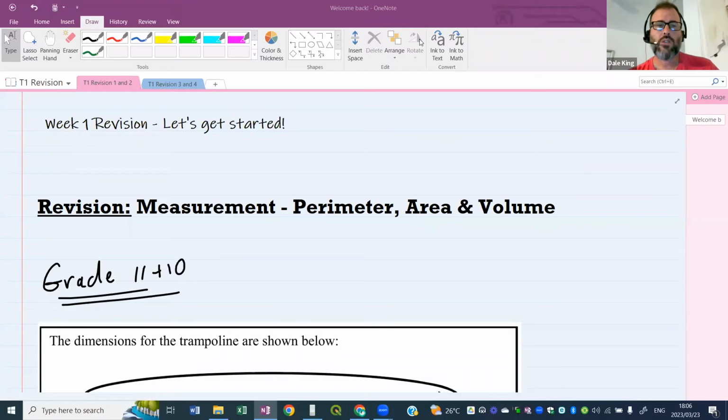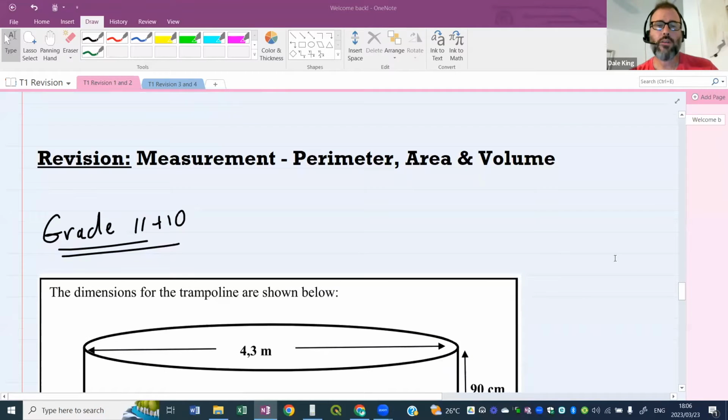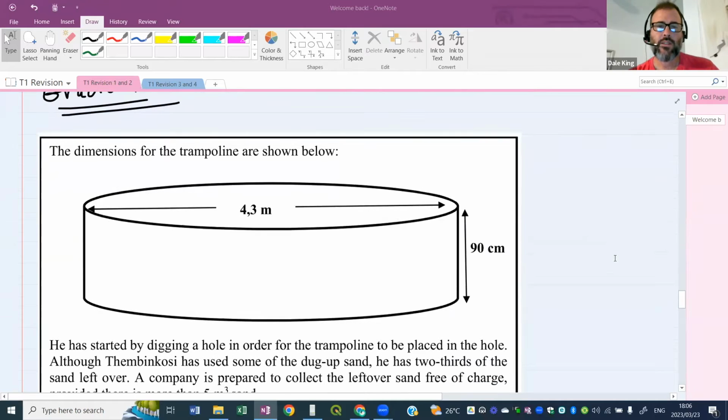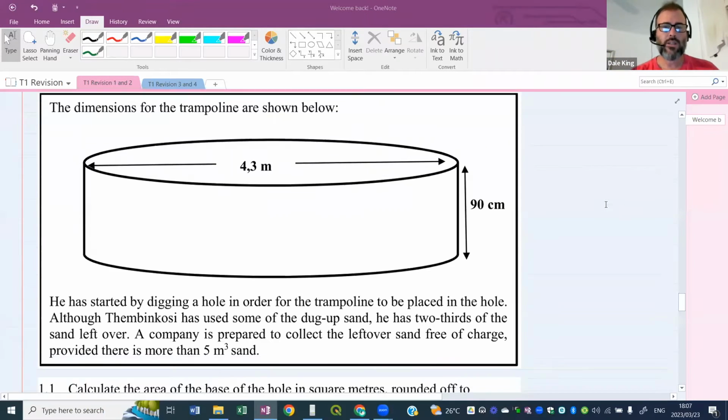All right. So the first question we're going to do is a question about someone that wants to put a trampoline in their backyard. So here's the trampoline. This person, Timbin Corsi, wants to put a trampoline in his backyard. And this is the diagram to show the hole that needs to be dug, which matches the dimensions of the trampoline. So this trampoline is going to be in the ground. Okay, so let's read the text here.